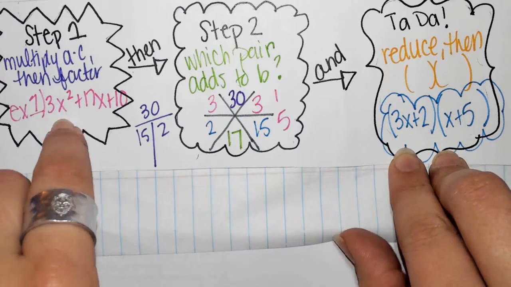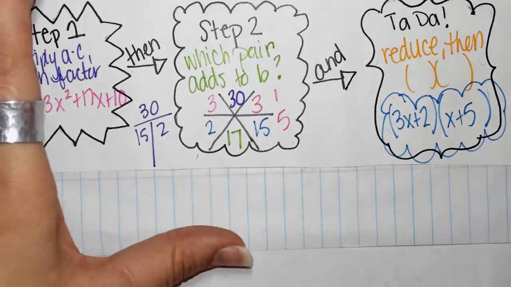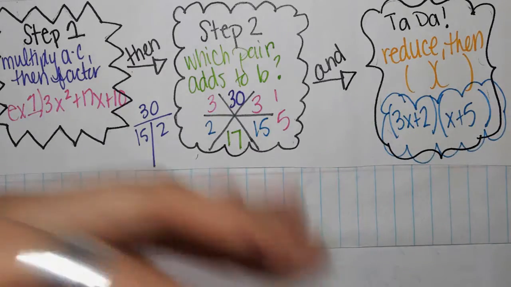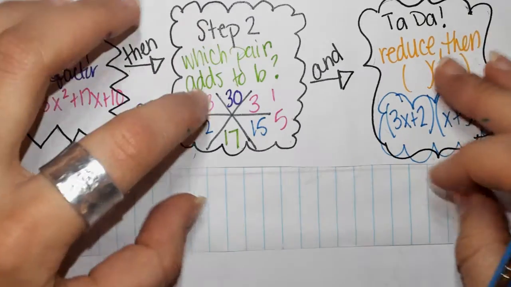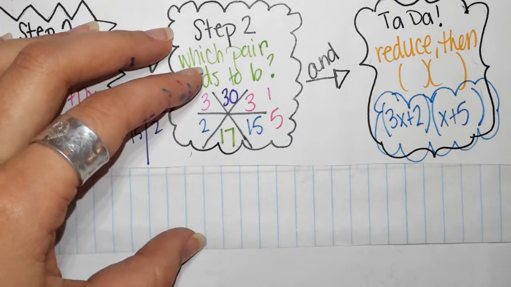Is everybody with me? Now, remember the rules about the negatives? If C is positive and B is negative, then both factors are negative. If C is negative, we look at B. That still applies here. And if you've forgotten those rules, I wrote them up there. You can also use your notes.